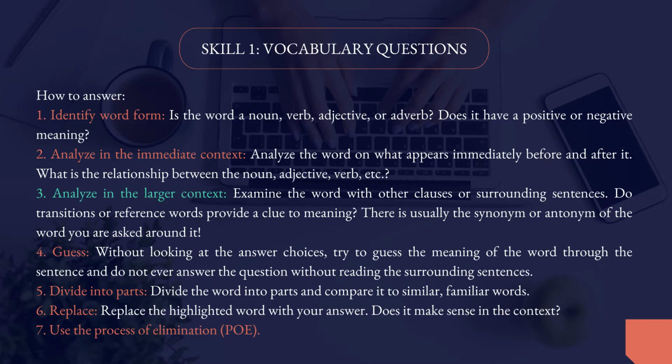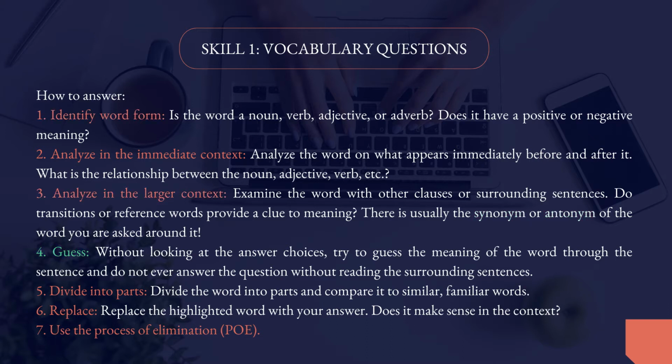And this is where step number 1 comes into play. You should find out what word form that word is: a noun, a verb, or an adjective. Because when we are looking for a synonym or antonym, we should know what we are looking for. If it's a verb, we should be looking for a verb. If it's a noun, we should be looking for a noun. So step 1 comes into play.